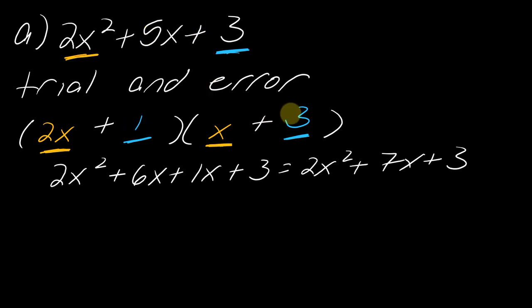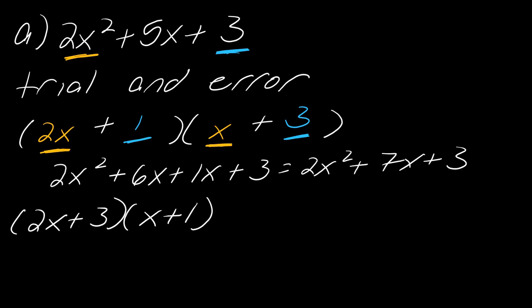And so really what I want to have happen if I make another guess is I don't want the 3 bouncing off the 2. But there's only one way to make 3, right? It's only 1 times 3. So my only way to resolve this is to switch the 1 and the 3. So if I try this again with 2x plus 3 times x plus 1, then I get 3x plus 2x, and that totally gets me 5x, right? So this is the right one.